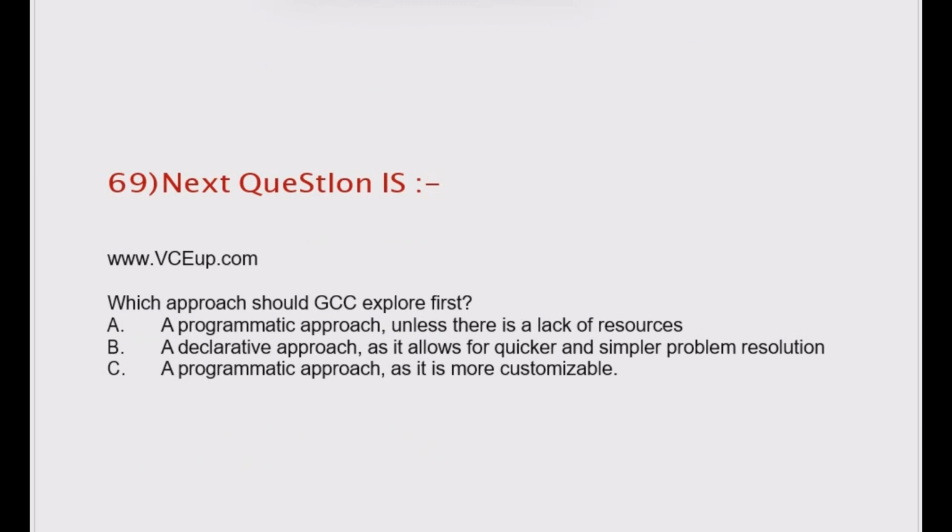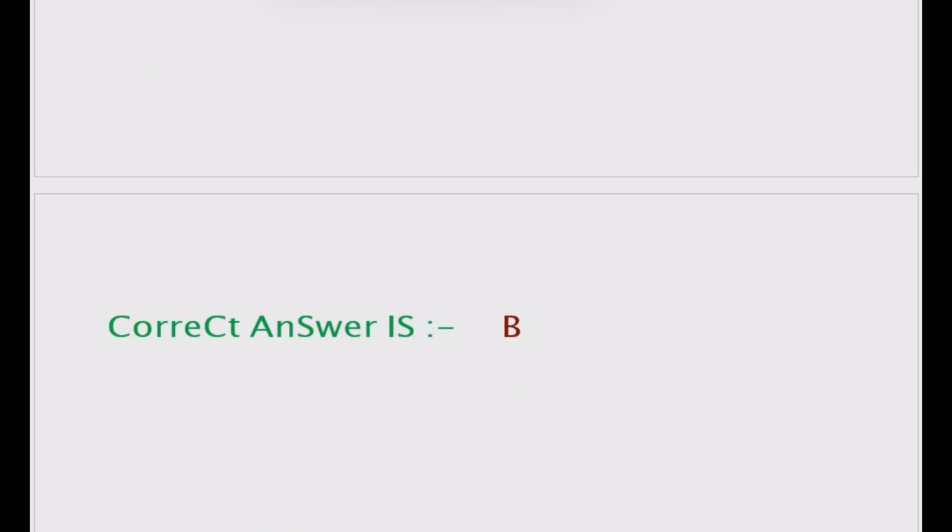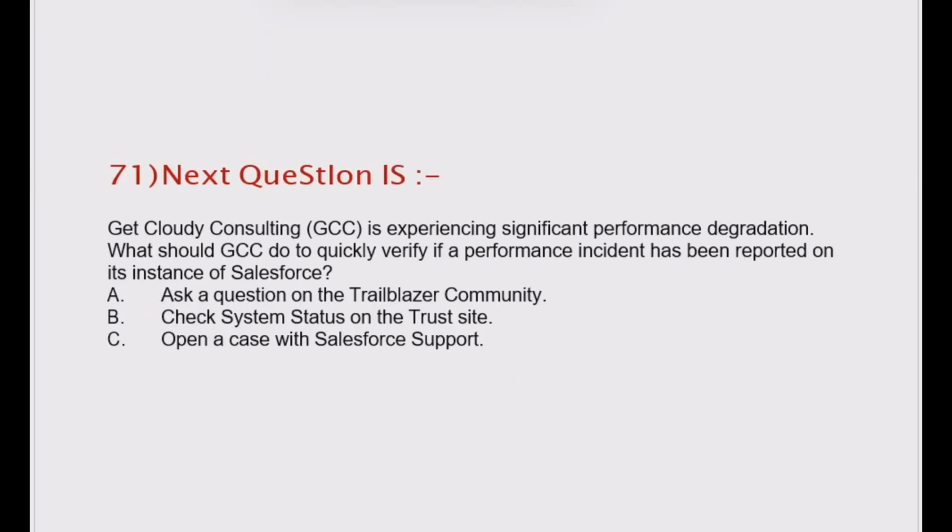Question is, which approach should GCC explore first? Option A. A programmatic approach unless there is lack of resources. Option B. A declarative approach as it allows for quicker and simpler problem solution. Option C. A programmatic approach as it is more customizable. Correct answer is option B.